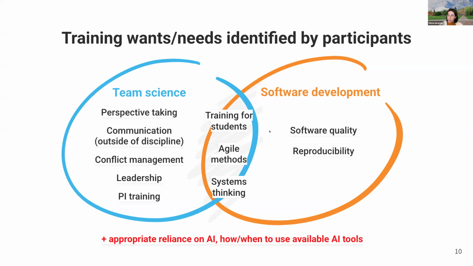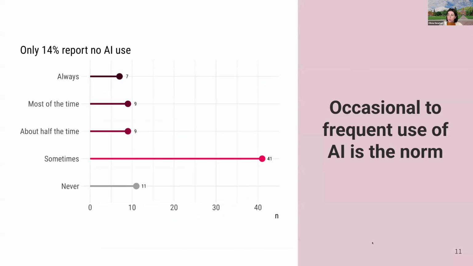We did have some items that we'd say fall somewhere in the middle, where folks want training for students to work in scientific software teams. So they need both of those team science and software development competencies. There's also a desire for more training on agile methods, and systems thinking. So being able to step back and see the whole and the interconnectedness of various components of a system. Lastly, we have folks who also want to better understand how and when they should use AI tools and what appropriate reliance on AI tools looks like, which leads us to some of our AI results.